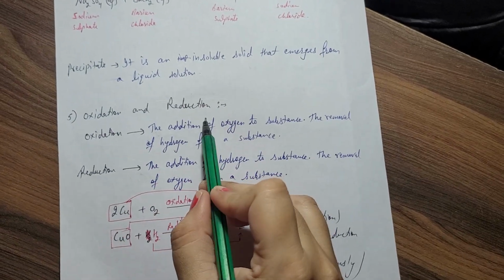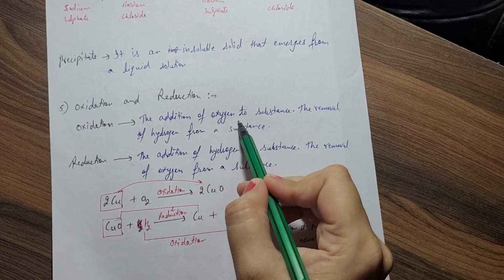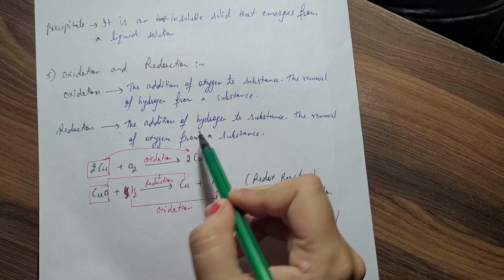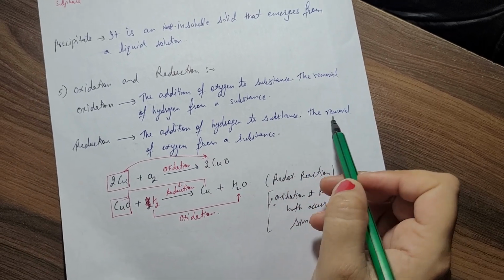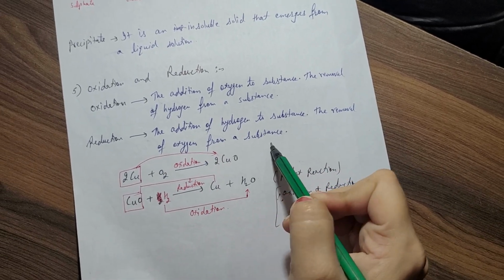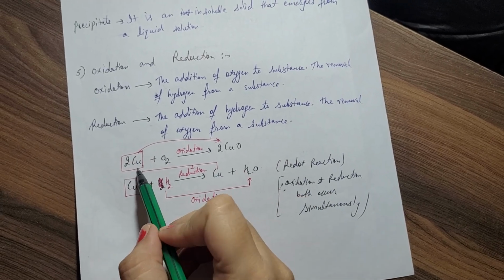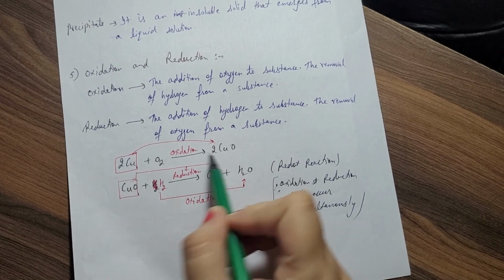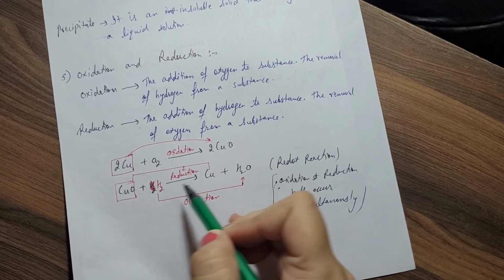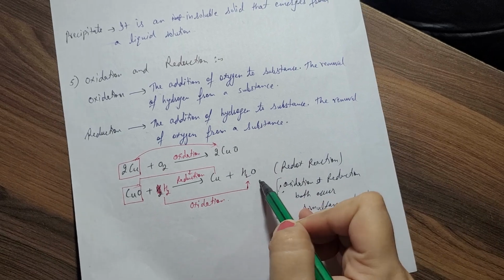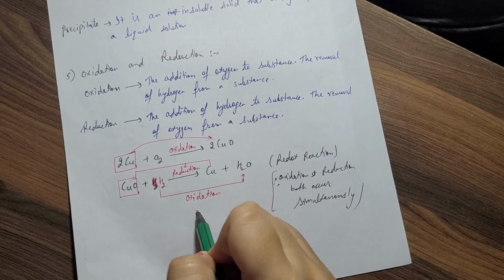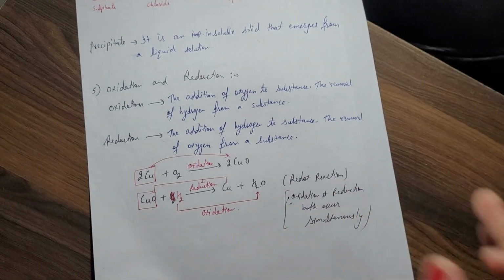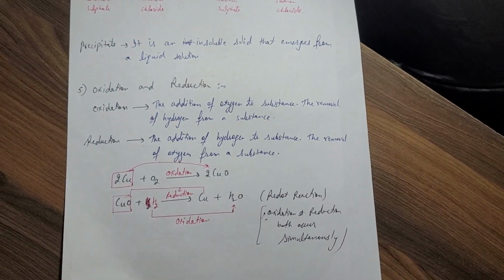Fifth is oxidation and reduction. Oxidation is the addition of oxygen to a substance, or the removal of hydrogen from a substance. Reduction is the addition of hydrogen to a substance, or the removal of oxygen from a substance. For example, copper plus O2 gives copper oxide, oxidation because here is the addition of oxygen to copper. Copper oxide plus H2 gives copper plus H2O. In this reaction, both oxidation and reduction occur simultaneously, and this is called the redox reaction.